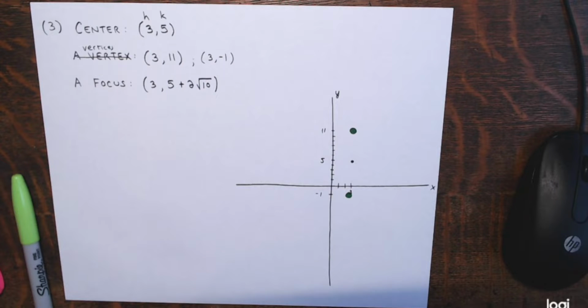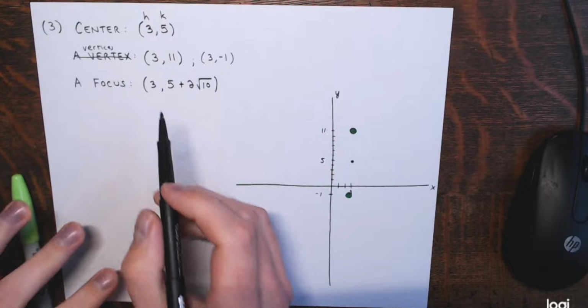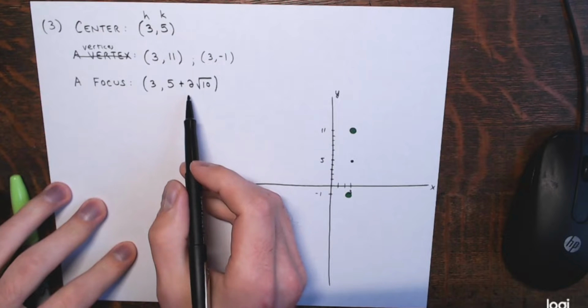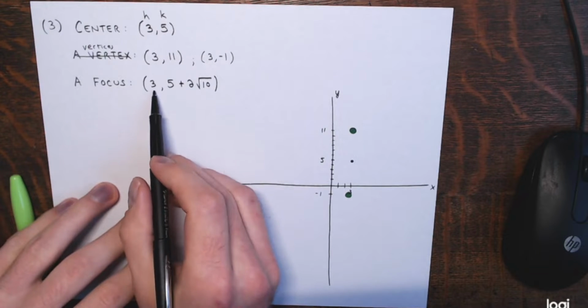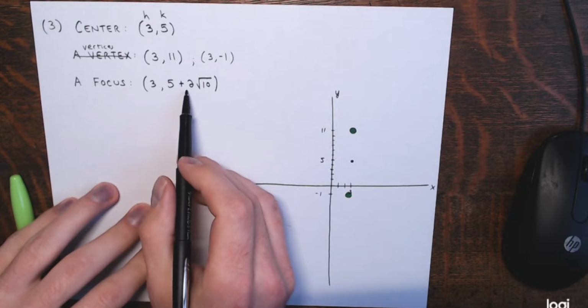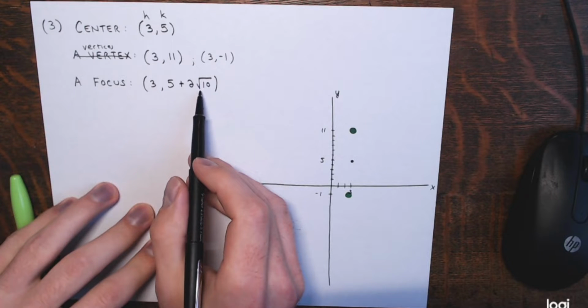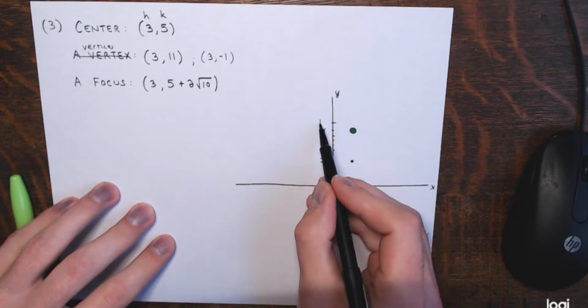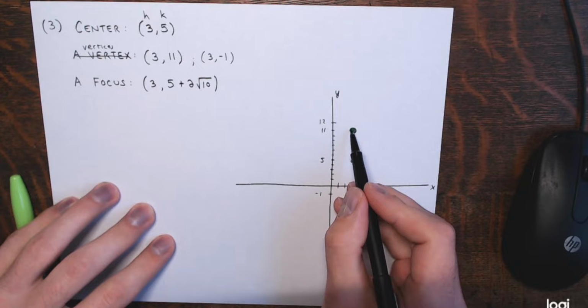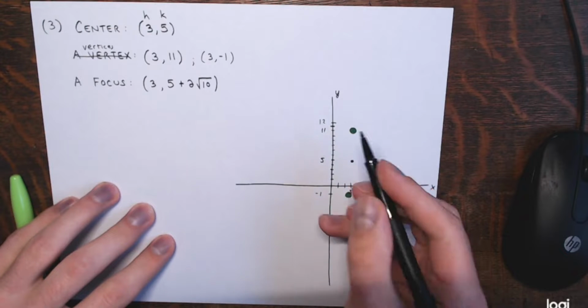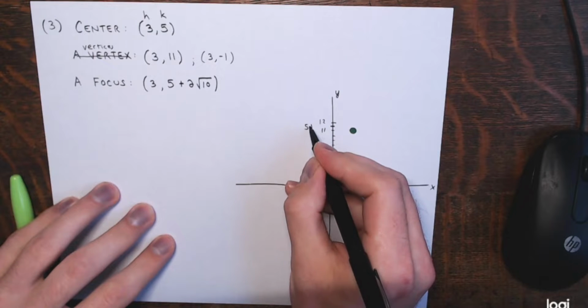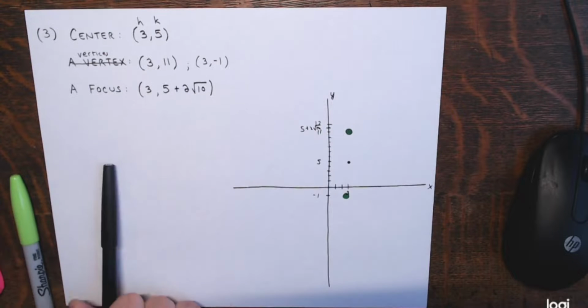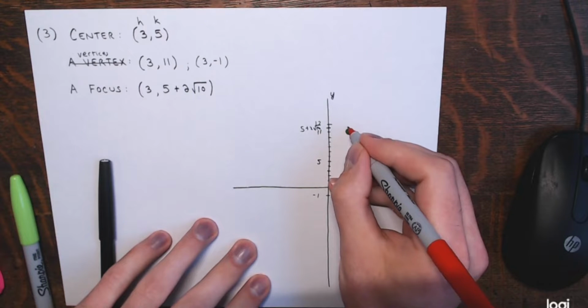All right. And then the same thing goes for the foci, right? They give us one focus. So you see it's at (3, 5), but then they move up 2 root 10. They add 2 root 10 to the y coordinate of the center. Now 2 root 10, that's the square root of 40. That's between 6 and 7 units. So if I go from here up between 6 and 7 units, that's going to be between 11 and 12. So here's 5 plus 2 root 10, and there's a focus, (3, 5 plus 2 root 10).